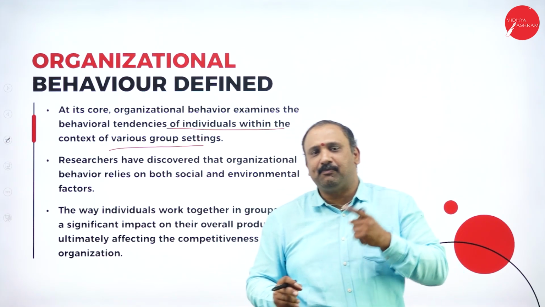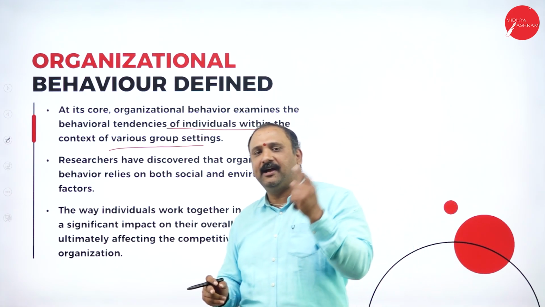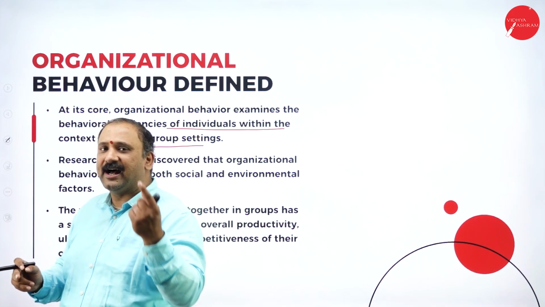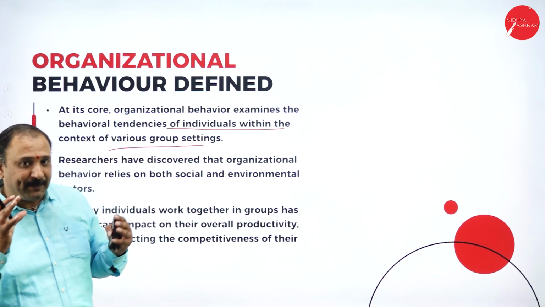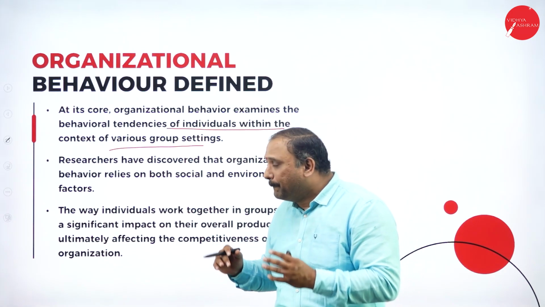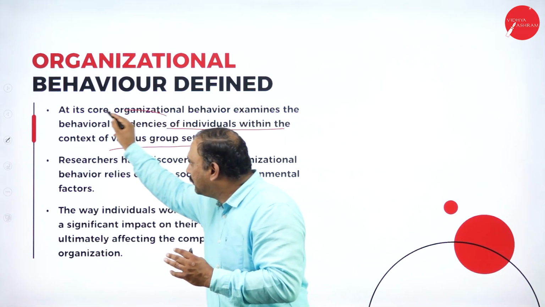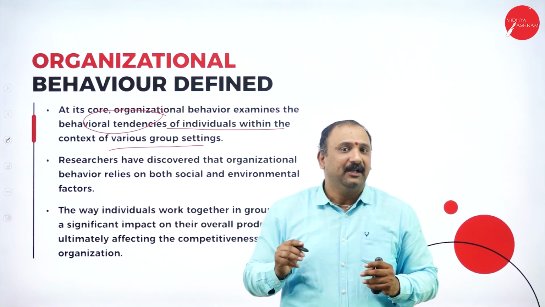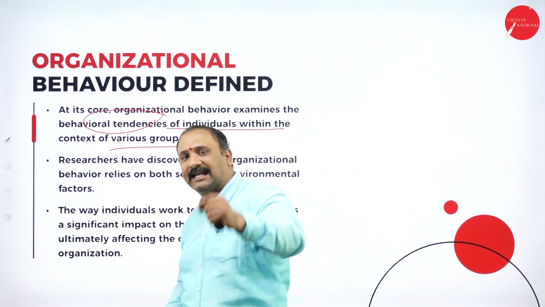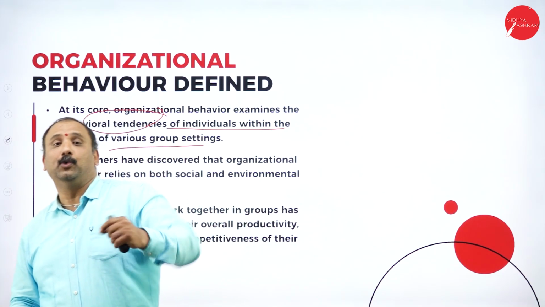The human beings might not get immediately adjusted to the new environment, to the new groups with which they are associated. So what happens exactly? Let's go back and try to analyze this factor clearly. Behavioral tendencies. This word is very important here. What is the kind of behavior an individual will exhibit when it comes to a group?